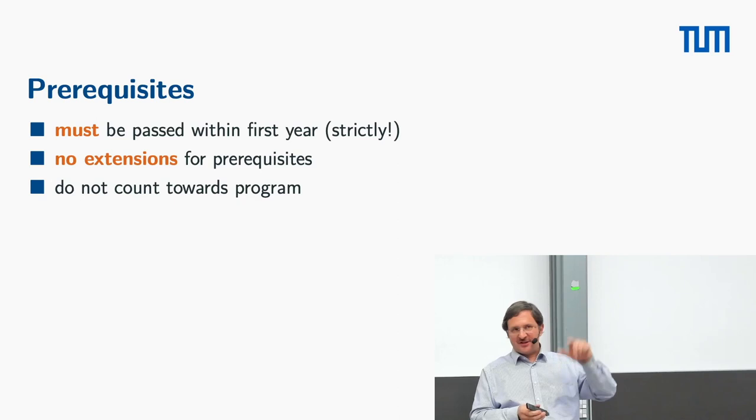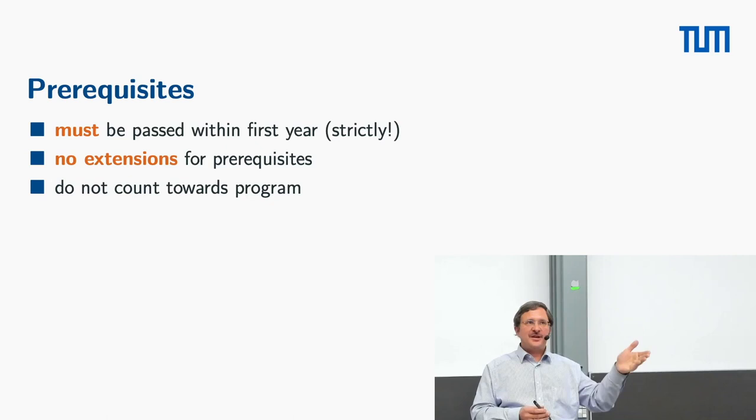If a prerequisite is mentioned on your admission letter, then that means you must pass that course within your first year. And that's meant very strictly. The first year starts on October 1st for you and ends on September 30th, 23. So the exam must be passed until that date. Remember that most courses here at the math department are only offered once a year. So that means you'll usually have two attempts. One first attempt, one second attempt, and that's it. Extensions for prerequisites, for whatever reason, are impossible. So that's something that should absolutely have priority if you have prerequisites.